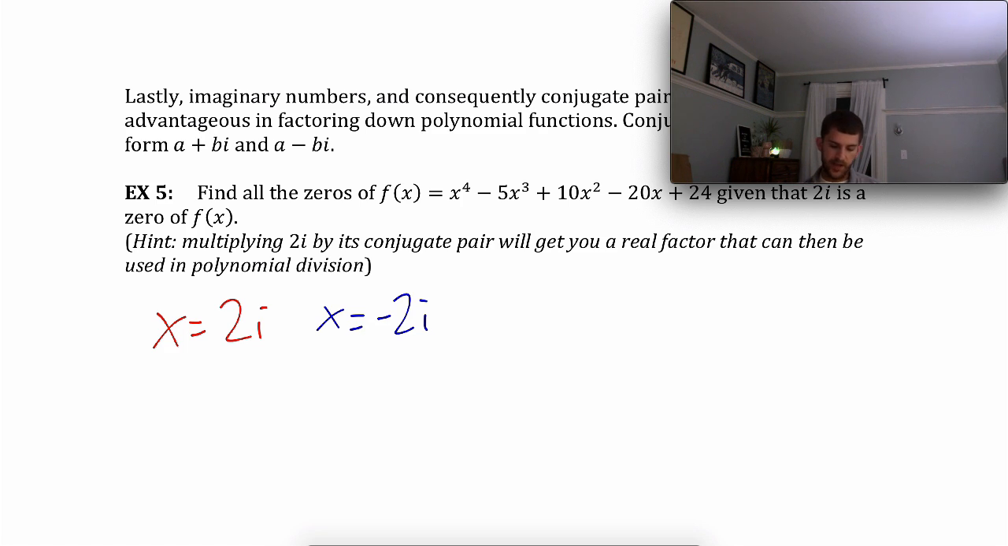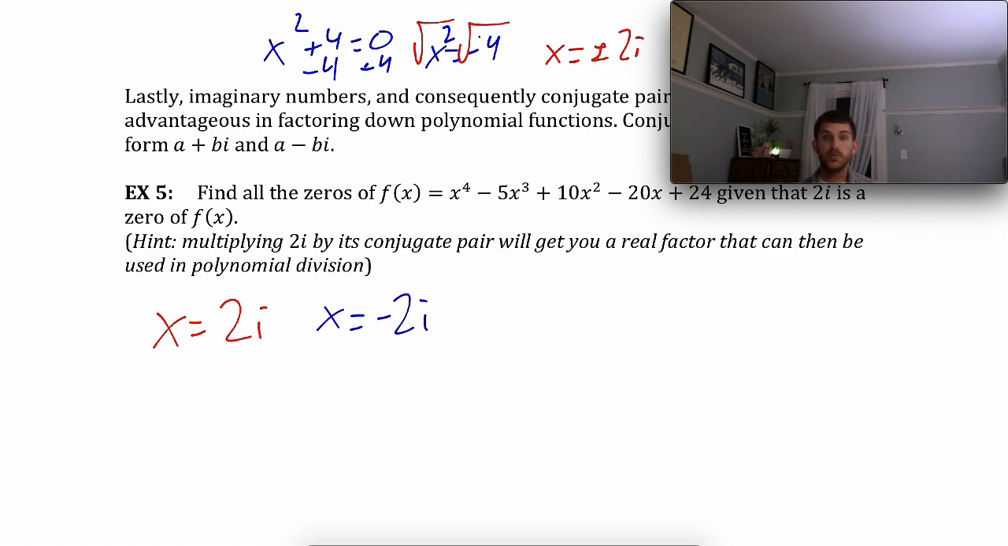Like when we've done it in the past, say for example, if you had x squared plus 4 equals 0, when we solved it out, we subtracted 4 and we get x squared equals negative 4, and then we take the square root of both sides, and we get x equals plus or minus 2i. So we have to have a positive and a negative 2i.